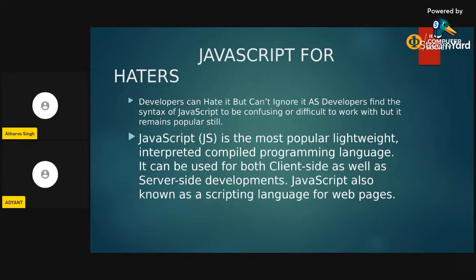Developers also find it very dynamic in nature, which makes it hard for them to catch errors at compile time. When we ask the same question to OpenAI or ChatGPT, some people might find the syntax of JavaScript more confusing or difficult to work with. And it's true, it's not wrong.